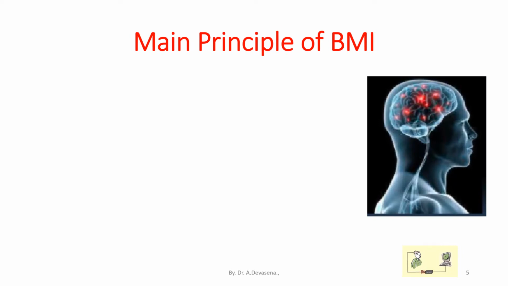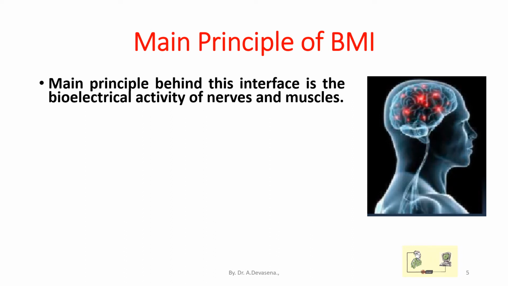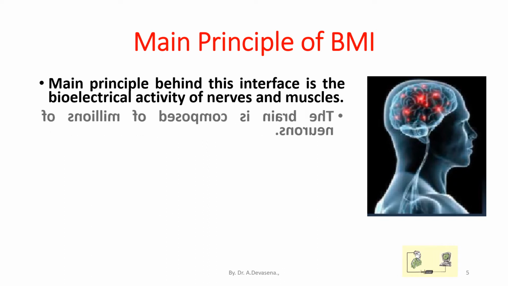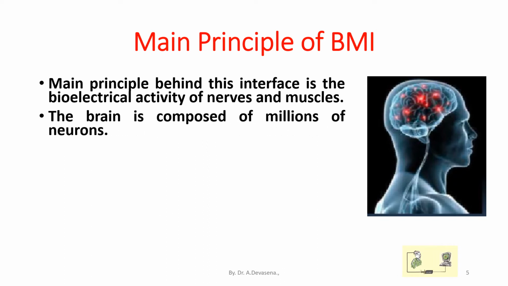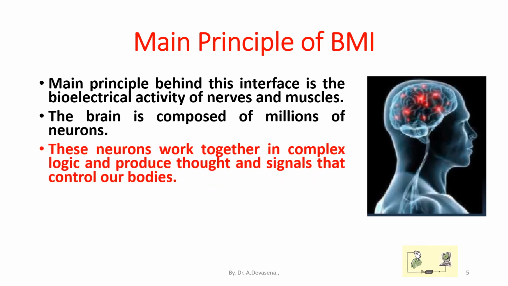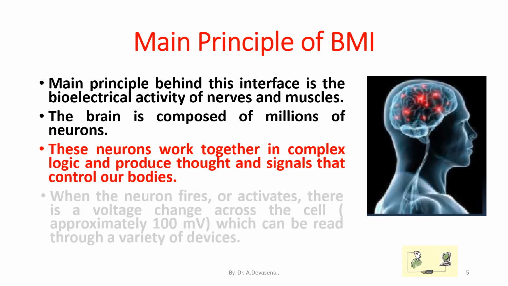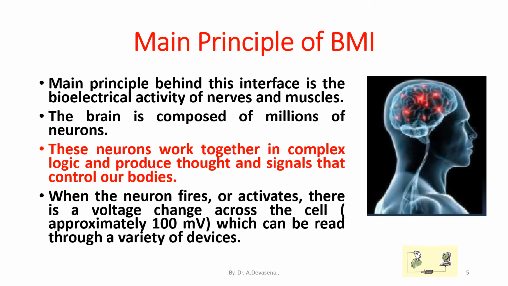Main principle of BMI. The main principle behind this brain-machine interface is the bioelectrical activity of nerves and muscles. The brain is composed of millions of neurons. These neurons work together in complex logic and produce thought and signals that control our bodies. When a neuron fires or activates, there is a voltage change across the cell. It's approximately 100 millivolts, which can be read through a variety of devices.